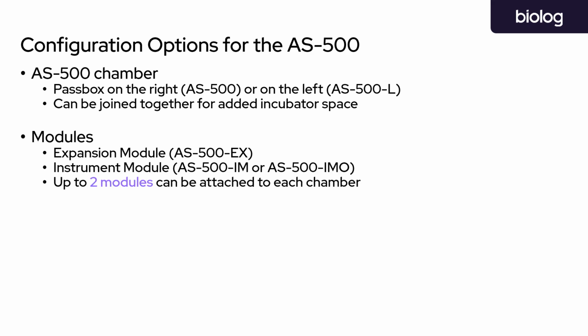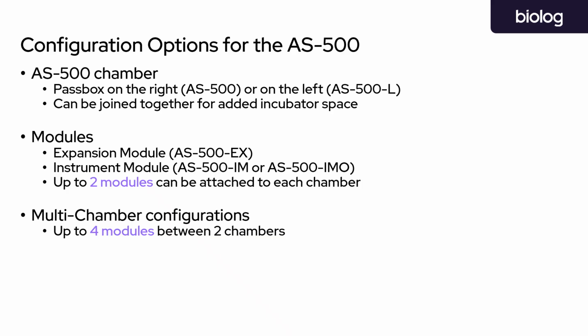For the modules, the general rule is that up to 2 modules, either 2 expansion modules or 2 instrument modules, or one of each, can be attached to each chamber. This brings us to our maximum configuration size of 4 modules mounted between 2 chambers.